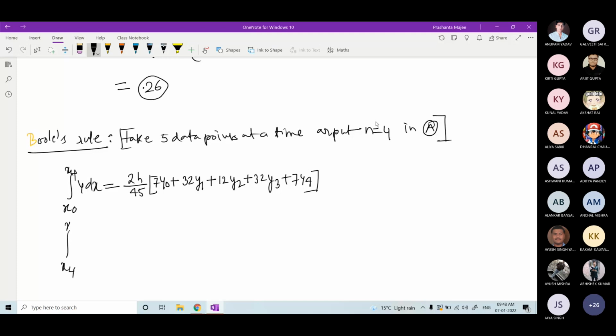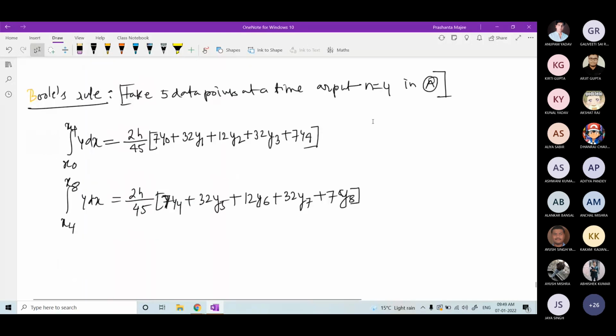Similarly, what will be from x4 to x8? It will be 2h by 45 times (7y4 plus 32y5 plus 12y6 plus 32y7 plus 7y8).